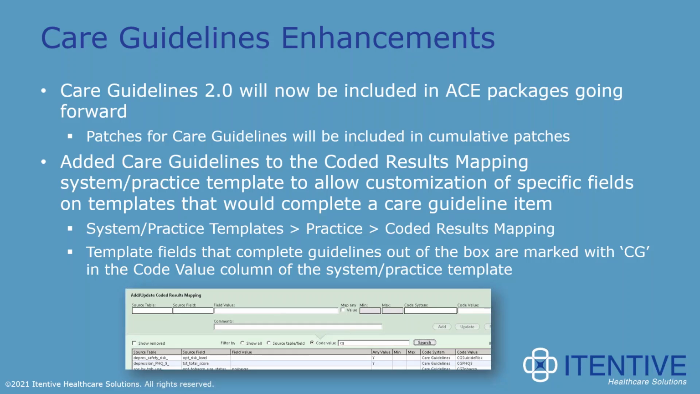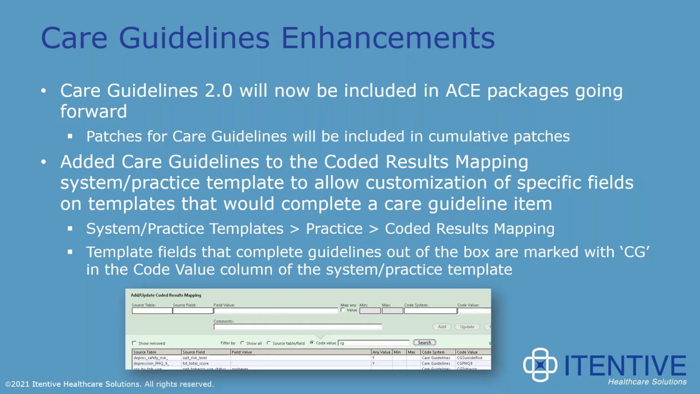In this version, we're also going to see some new options that were added. It's going to help make marking care guidelines as complete even simpler for users. The way this was done was by adding care guidelines as a code system to our coded results mapping system practice template. This is going to give practices the ability to designate specific fields on templates, so check boxes, drop downs, radio buttons. And those fields, when they're selected, can now mark a specific care guideline item as complete.